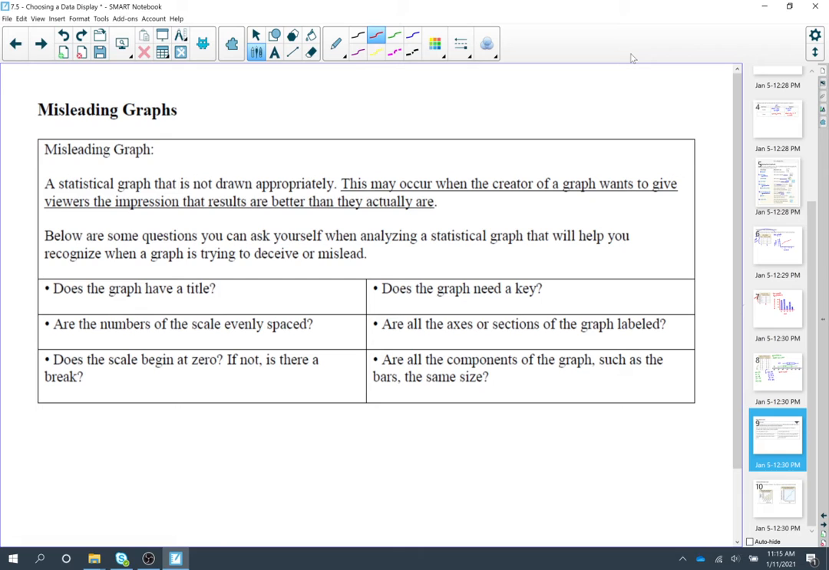Does the scale begin at 0? If not, is there a break in the graph that shows you that it doesn't start at 0? Are all the components of the graph, such as the bars, the same size?